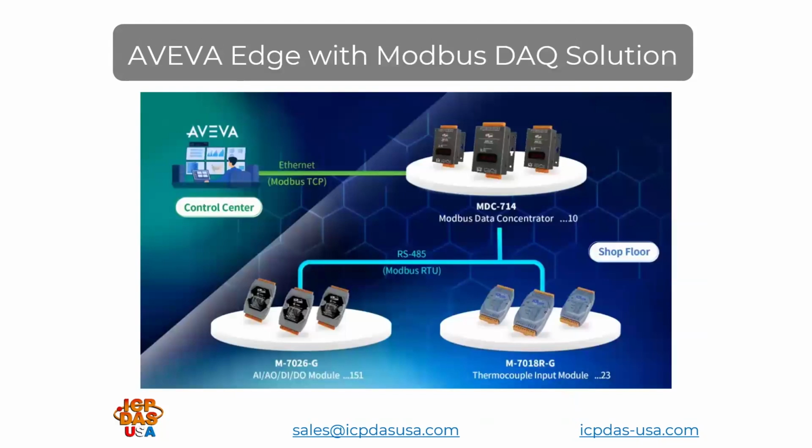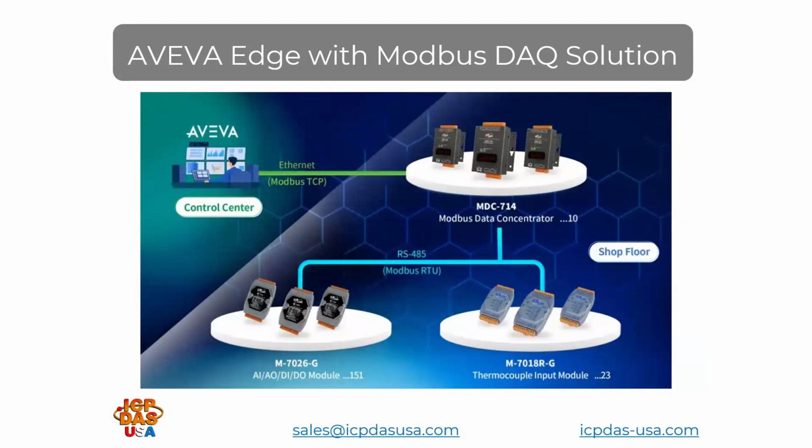One downside to using too many Modbus RTU devices is their polling rate can be slow if there are too many devices or communication errors. In this application, we show many Modbus RTU DAQ modules collecting data from various sensors and thermocouples on the shop floor. We add a Modbus data concentrator to pull the data from the factory floor. The MDC will continuously pull the assigned registers at a set priority and store the data in its own memory to pass to the control center via Modbus TCP.